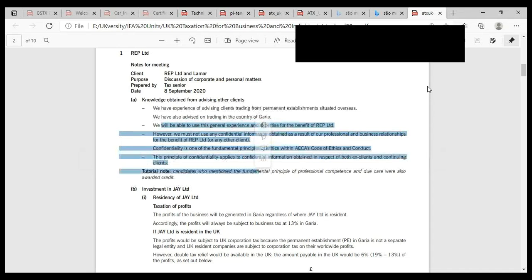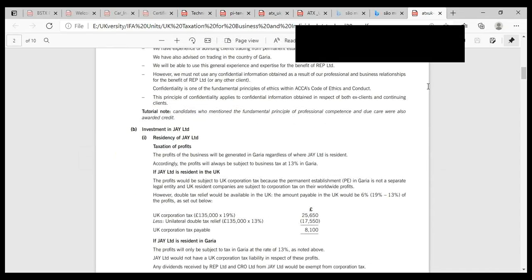So we can deal with this confidentially, following the code of ethics of ACCA or any other awarding body. Investment, residency, taxation: the profit generated by the business in this company will always be subject to business tax, in that case 13%. If J Limited is resident in the UK, the profit would be subject to corporation tax because of the permanent establishment, PE.